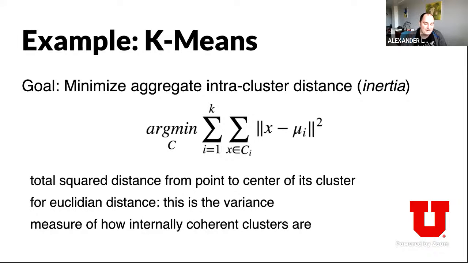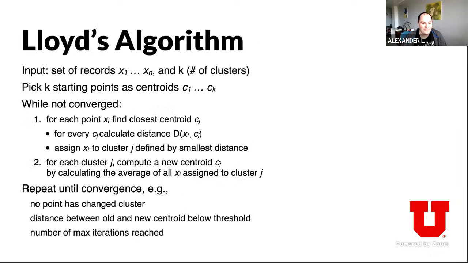Well, this is also a measure of how internally coherent clusters are. And so the way you calculate k-means is with Lloyd's algorithm. Your input here is a set of records and a number k, which is the number of clusters. You start out by picking k starting points as centroids. Initially it doesn't matter how you pick them. You can just pick some random numbers.